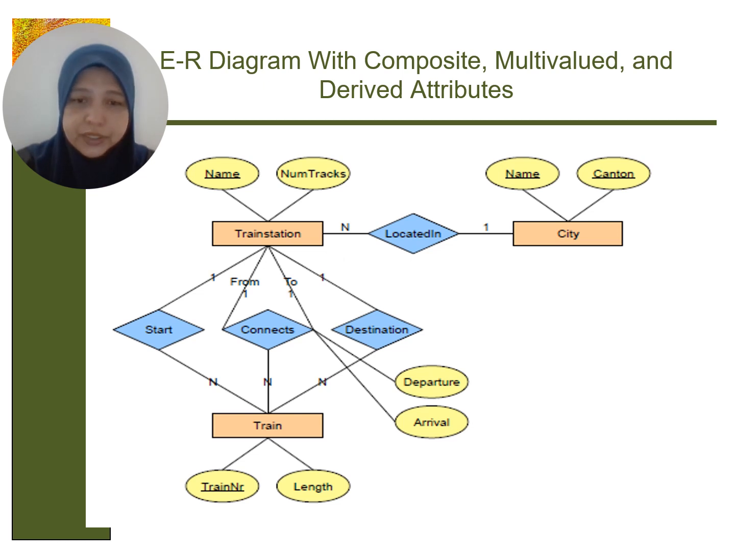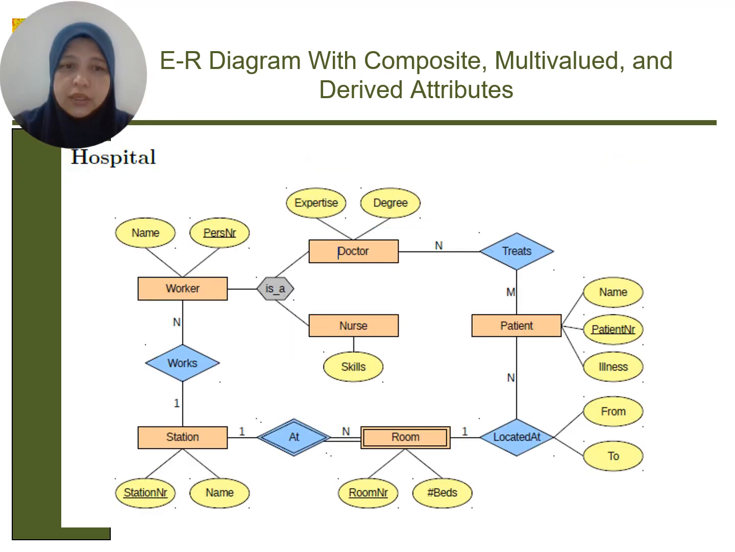Okay, and then the keys for train, relation train, and the name of train station. Alright, this is another example of an entity relationship diagram, for a hospital. How many entities can you see? Worker, doctor, nurse, patient, room, and station. Let's look at the ID. You have ID here. You also have this double line for relationship.